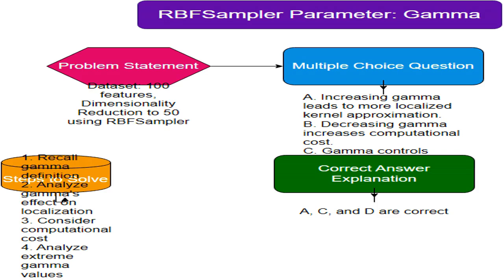My dataset has 100 features. I'm using RBFSampler to reduce this to 50, essentially simplifying the data while trying to preserve its important structure. Think of it as summarizing a lengthy document by focusing on the key ideas. Gamma helps me control this summarization process.